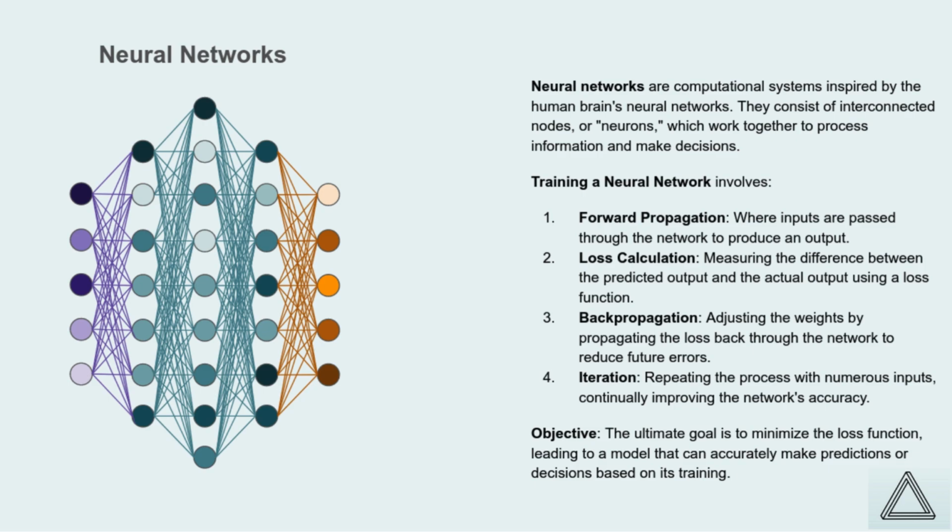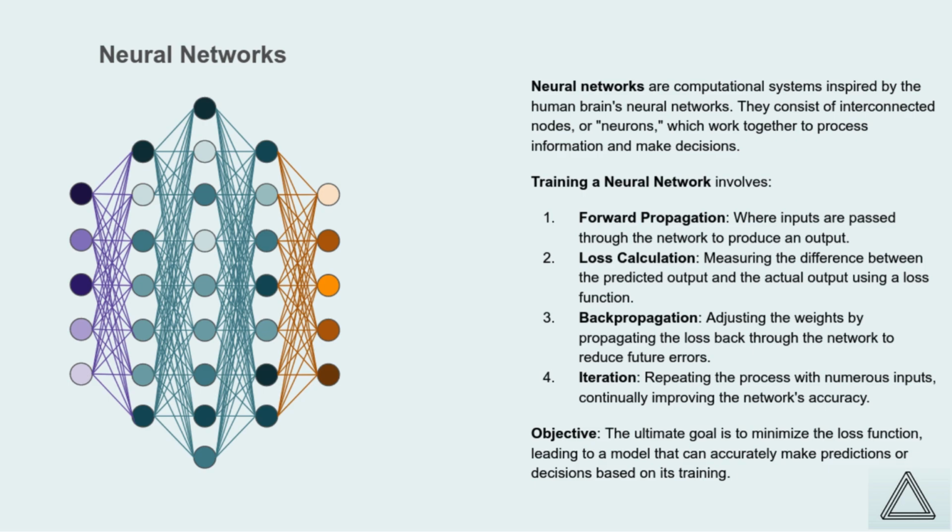Backpropagation. Here lies the essence of learning. In this critical phase, the network adjusts its weights. Starting from the output layer, the gradient of the loss function is calculated, and this information is propagated backward through the network's layers. This step is crucial as it informs each node how it should adjust its weights to minimize the error.